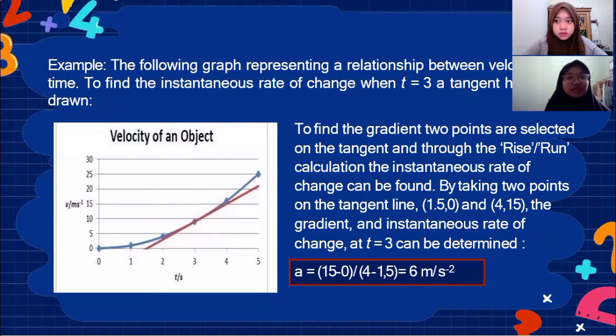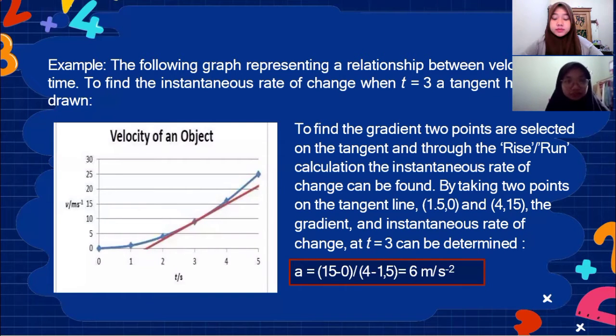The example, the following graph representing a relationship between velocity and time. To find the instantaneous rate of change when t equals 3, a tangent has to be drawn. Okay, this one is to find the gradient. Two points are selected on the tangent, and through a rise over run calculation, the instantaneous rate of change can be found.